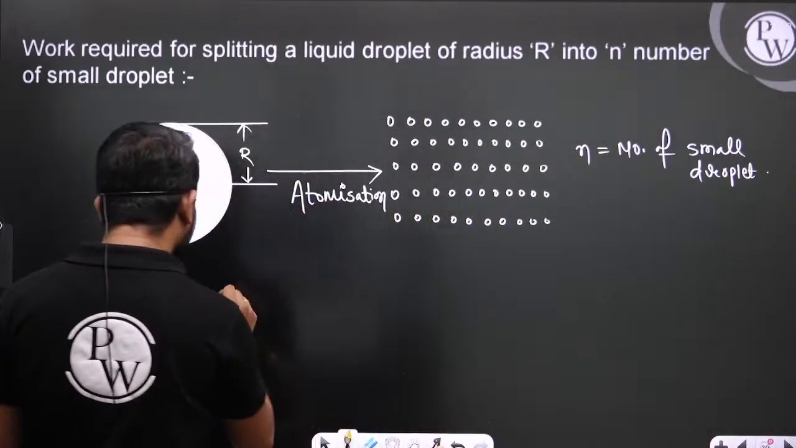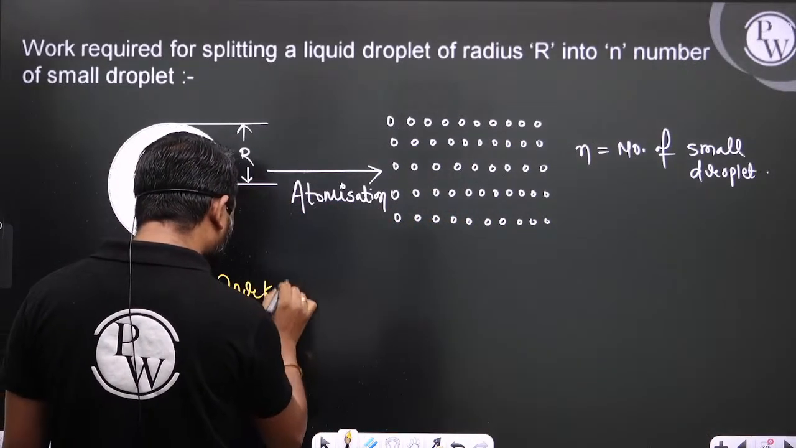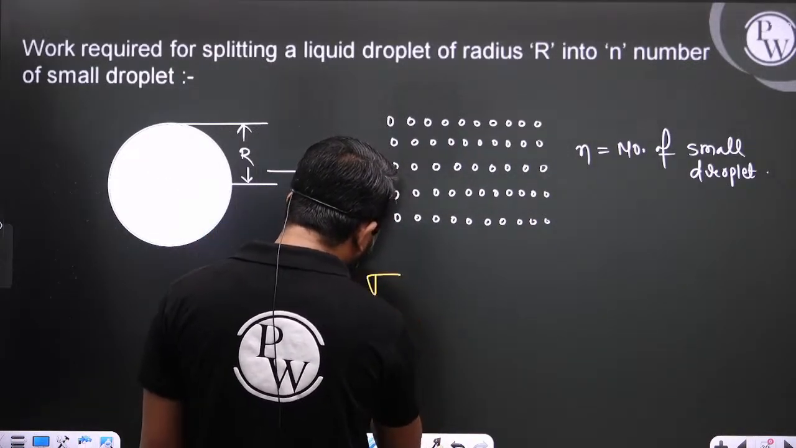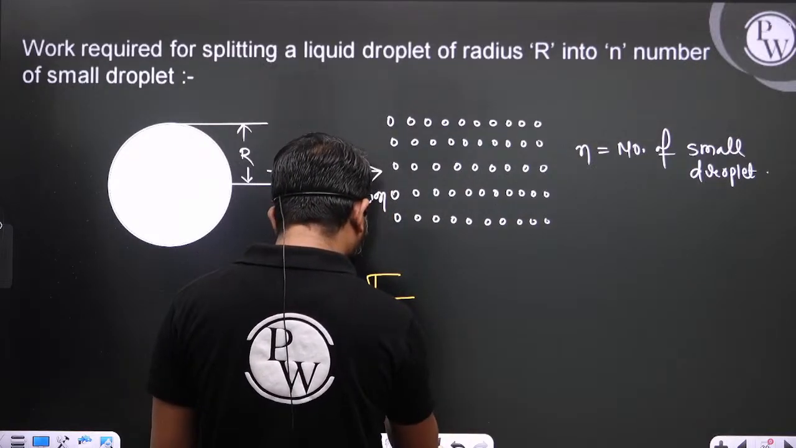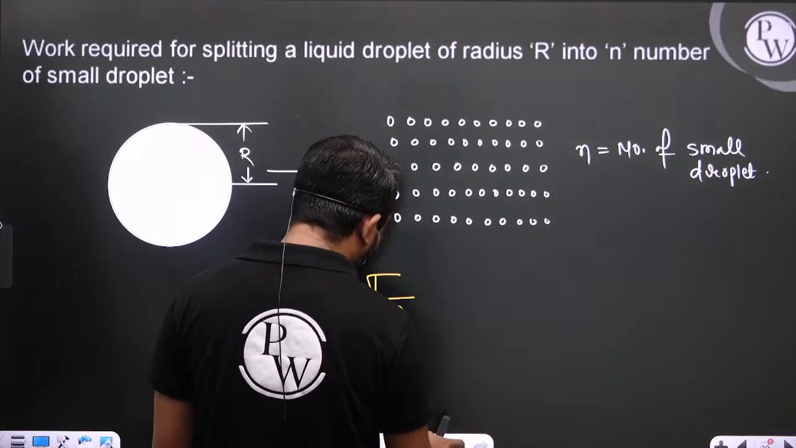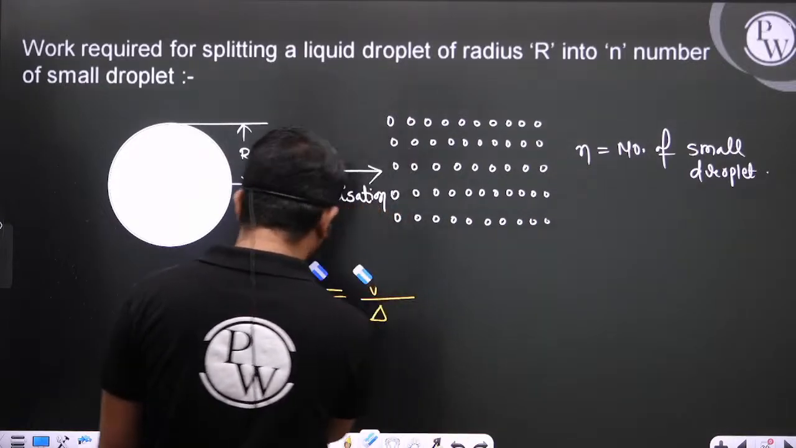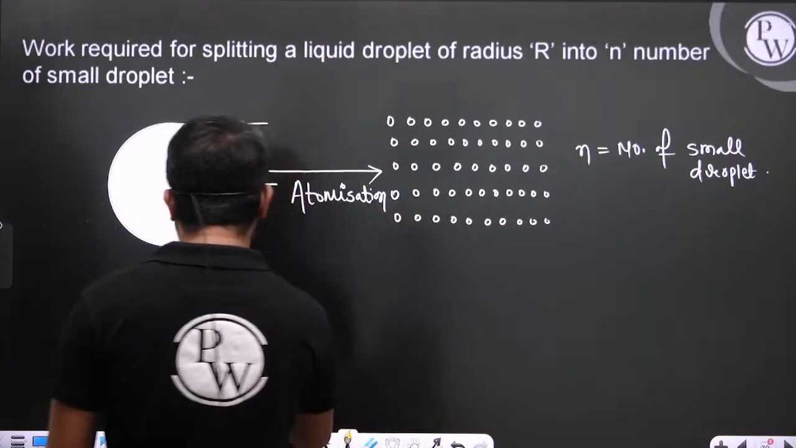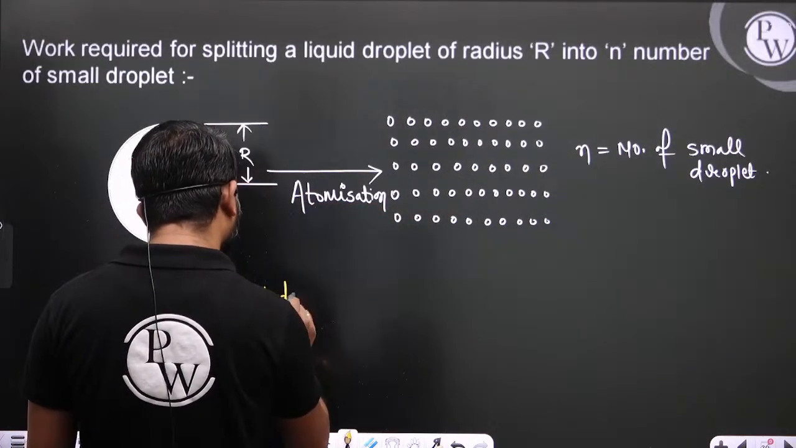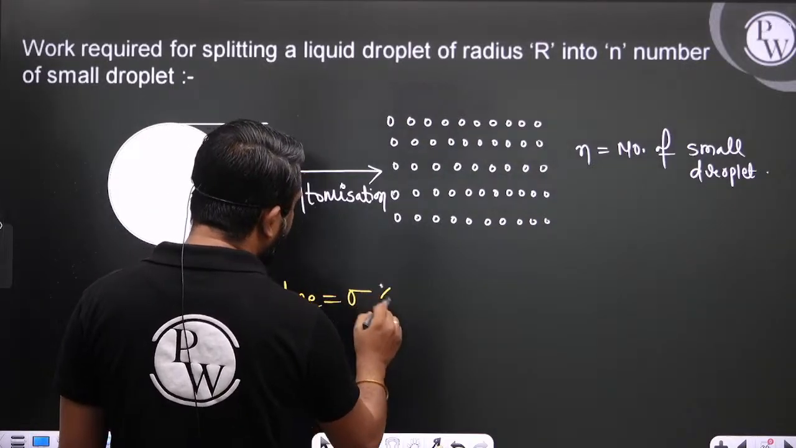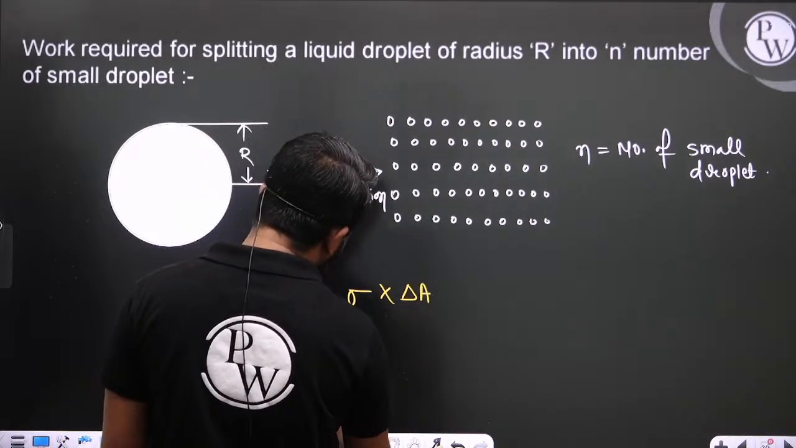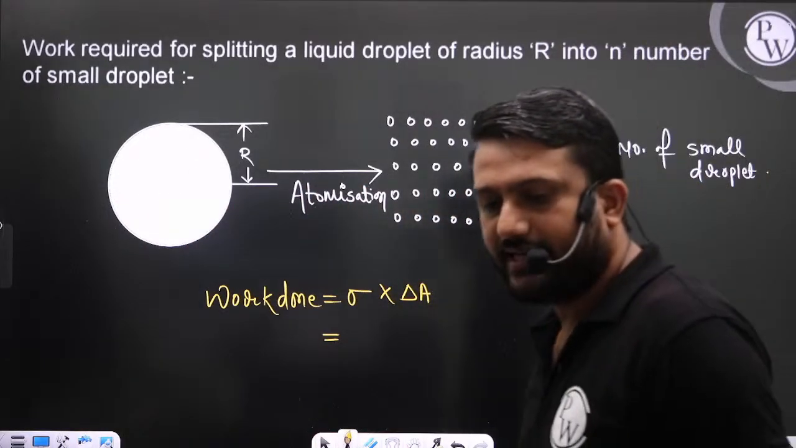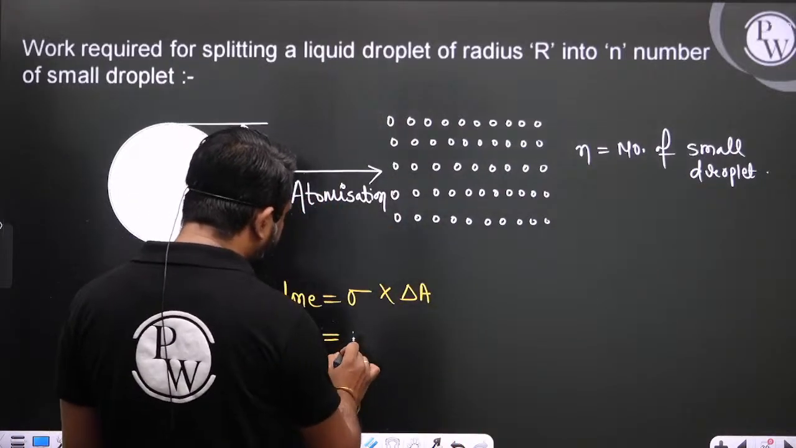We already discussed that work done is equal to surface tension multiplied by delta A. Just 1 minute. Work done is equal to surface tension multiplied by increase in surface area. Right? Sigma multiplied by increase in surface area.